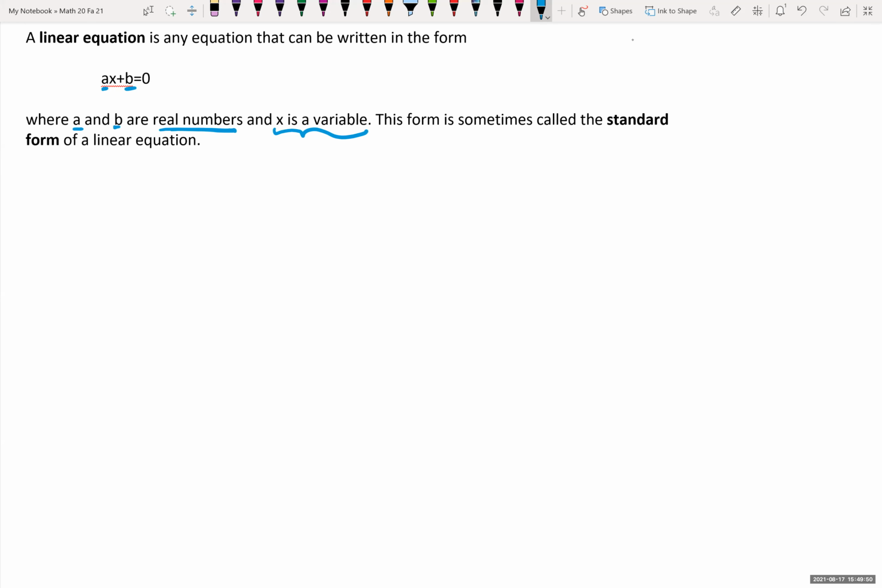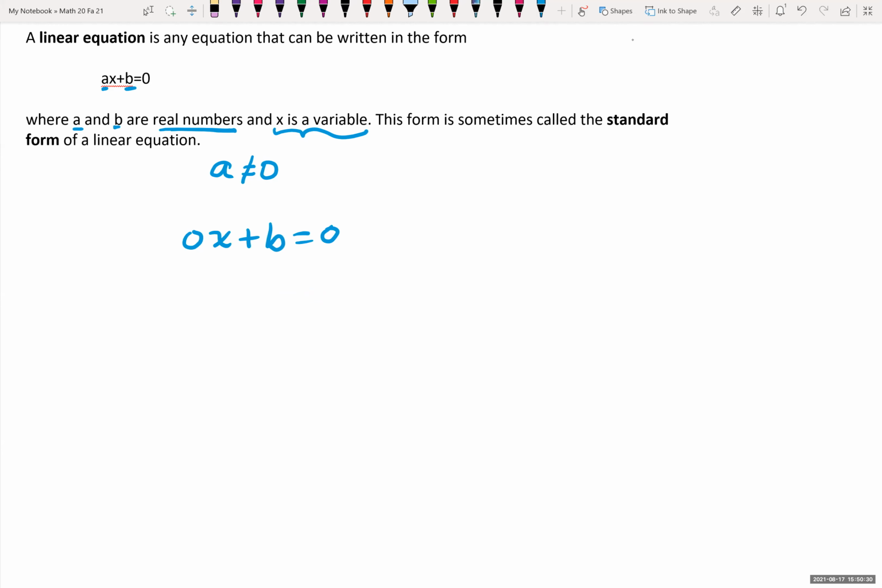Notice in here that we have to put a stipulation that a cannot equal 0. So do you guys know why a couldn't be 0? Because if a is 0, why would that not be a linear equation? Well, if a was 0, you get 0 times x plus b equals 0. And so this now is not linear because we don't have that variable x in there. We just have some constant b, which is 0.